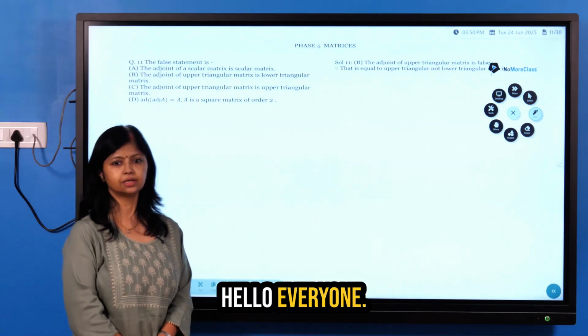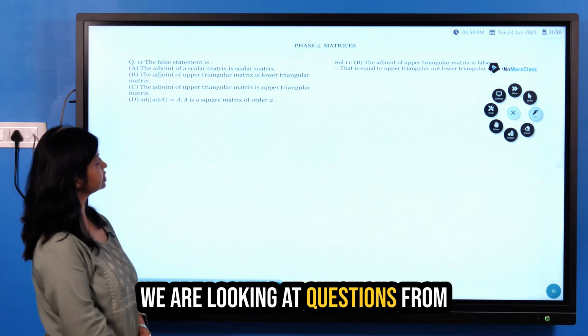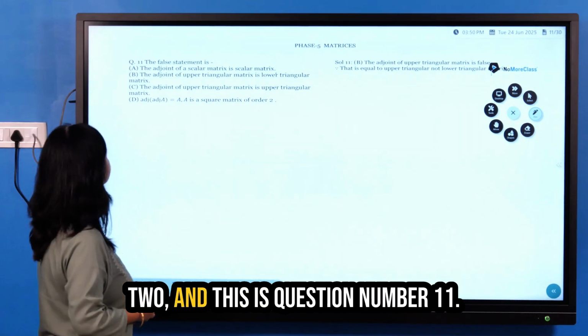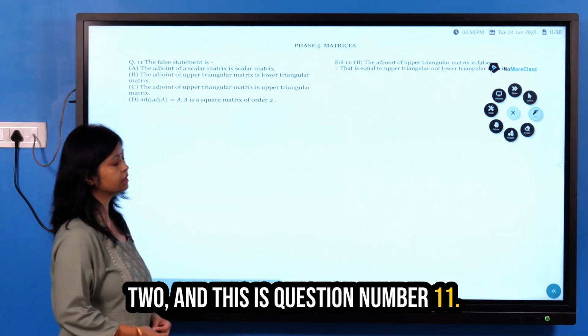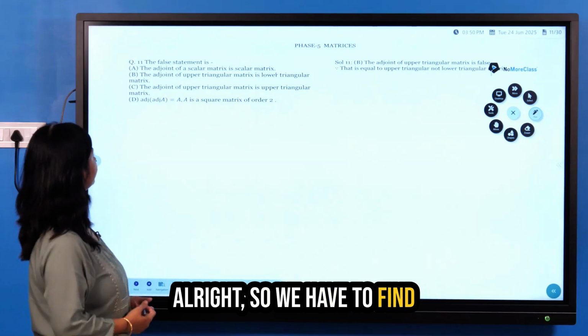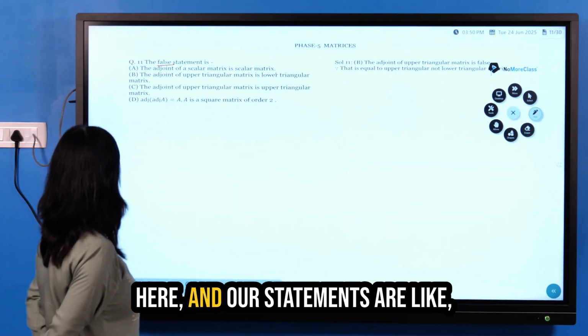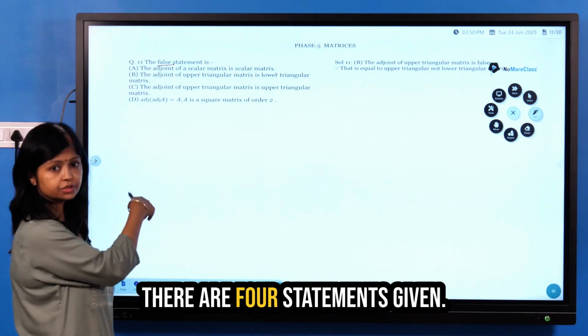Hello everyone. We are looking at questions from phase 5, chapter matrices, exercise 2. This is question number 11. We have to find the false statement here, and there are 4 statements given.